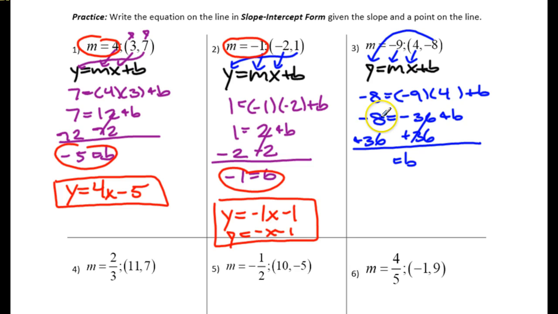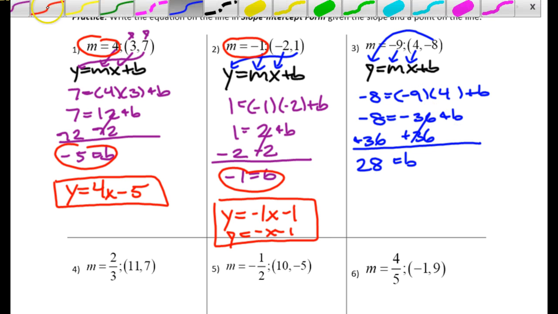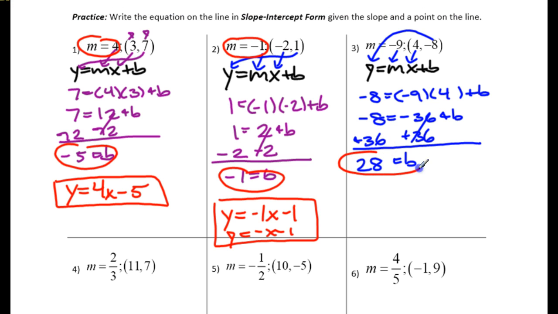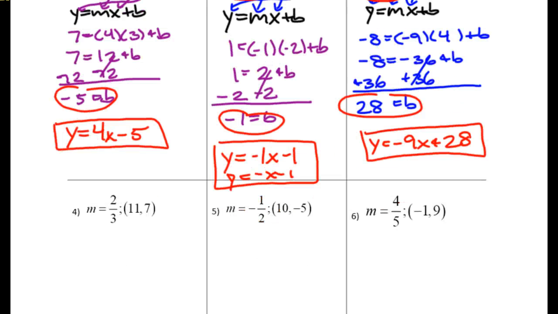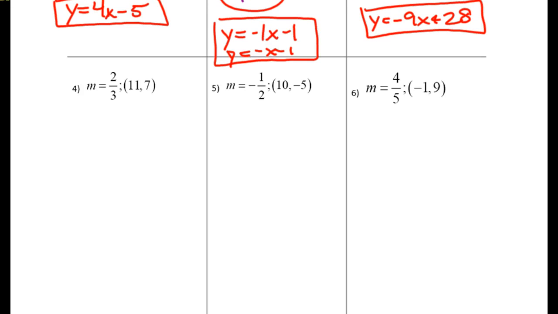Alright, and so now we got -8 plus 36. Normally make sure you're using a calculator, but that'll be a positive 28. Alright, so now to get to our final answer, got the b, got the m. Let's plug it in. y equals -9x plus 28. There it is. Okay. Alright, these last three might seem a lot harder, but they're not.